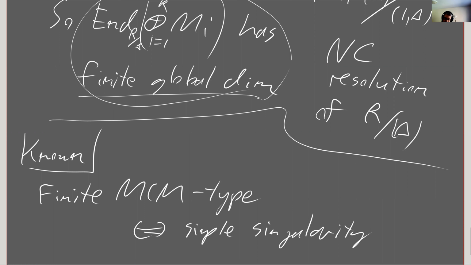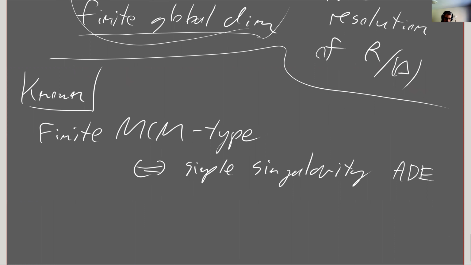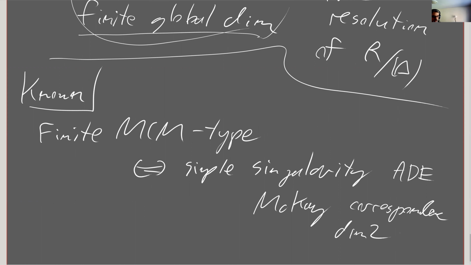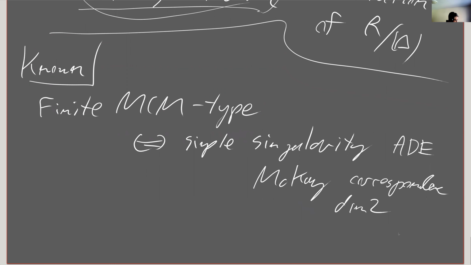And these are classified by ADE. In particular, they're the famous Du Val singularities. This is related to the McKay correspondence in dimension 2, although it works in any dimension. So that's one case where these are known to exist. You just take all of them if there's a finite number. There's quotient singularities, so this is one case where it's known there exists an NCR.